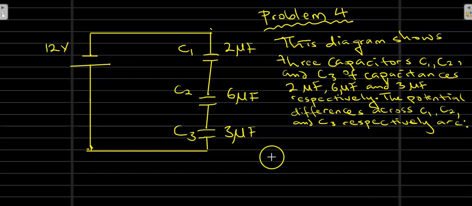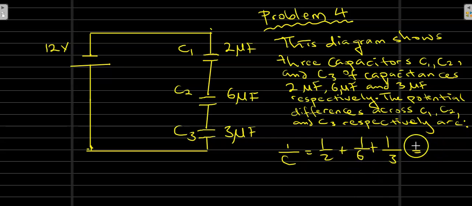And to find the total capacitance, we will say that 1 over C is equal to 1 over 2 plus 1 over 6 plus 1 over 3. If you take all these together, this is going to give us, sorry, let me do it again. If we take 6 as the common number, therefore you have 1 over C.